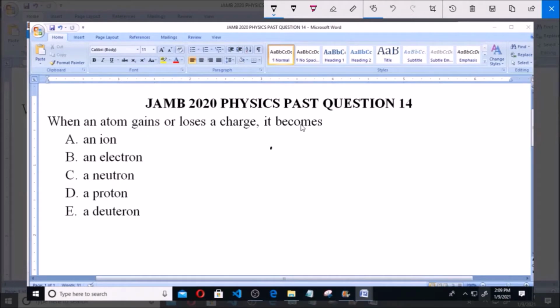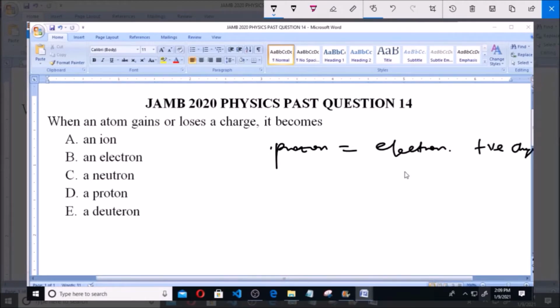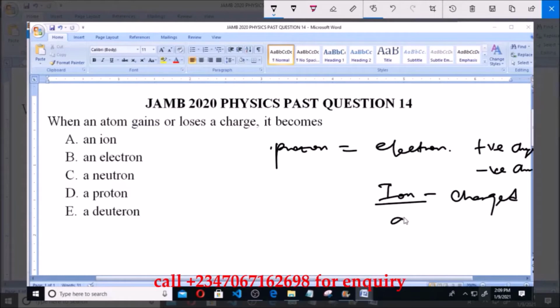Now for every given atom, the number of protons is equal to the number of electrons. But when an atom gains an electron, it becomes negatively charged, and when it loses an electron, it becomes positively charged. At this stage, it is no longer called an atom because it is now a charged particle. It is called an ion. So I will define an ion as a charged atom or a charged molecule.